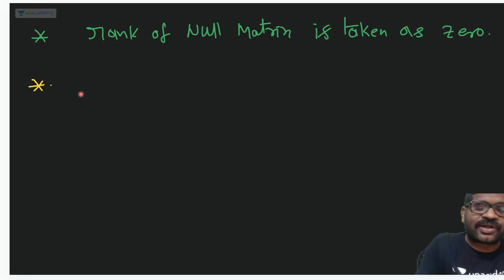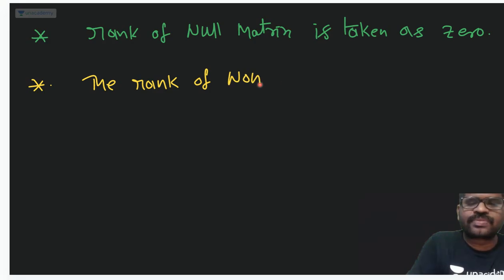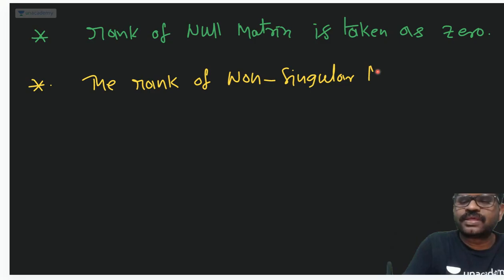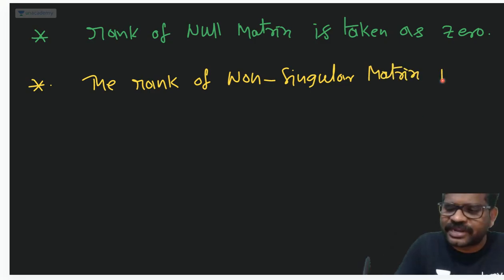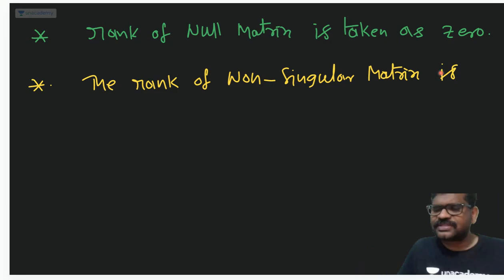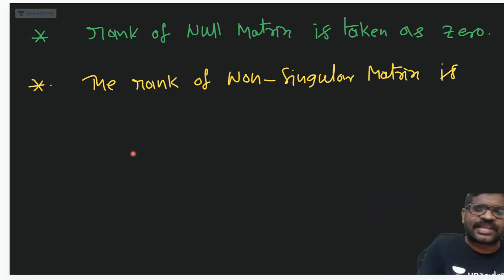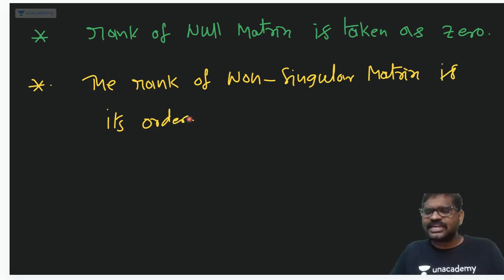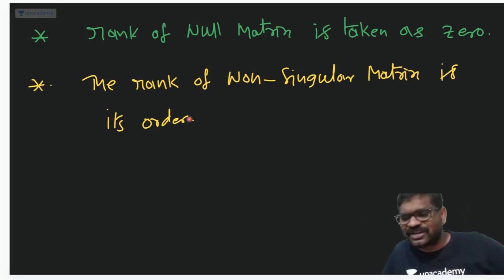The rank of a non-singular matrix is its order. Sir, why its order?